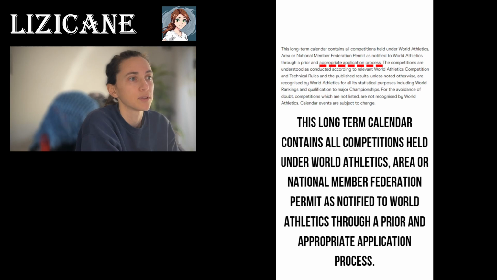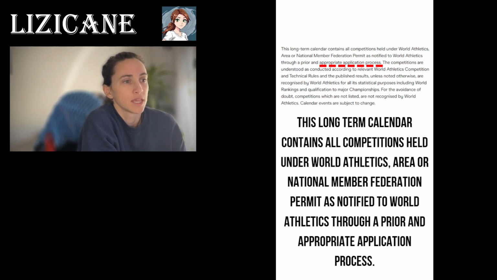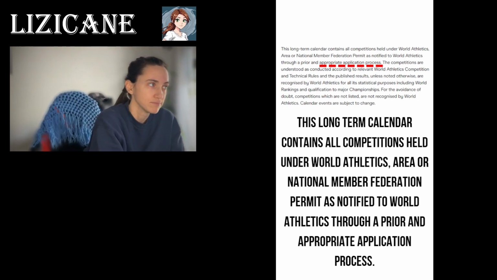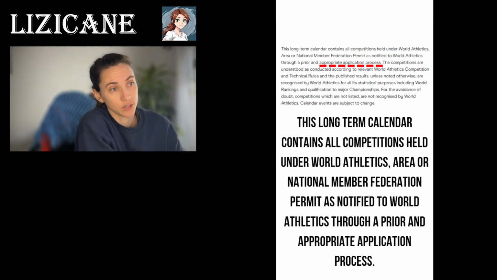It's up at the top. It says, and I've kind of blown up the paragraphs so that way I can read it to you and you can kind of see it: This long-term calendar contains all competitions held under World Athletics area or national member federation permit as notified to the World Athletics through a prior and appropriate application process. So you have to apply to get your meet included on the World Athletics calendar. That's how I take that.